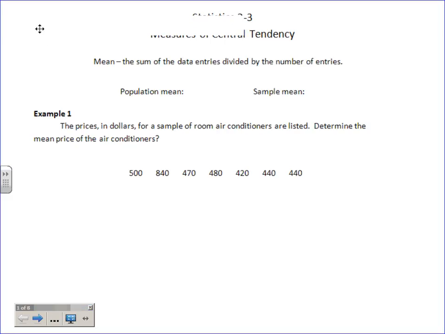Basically, the mean is the sum of the data entries divided by the number of entries. That's actually quite straightforward. Again, average. But as you can see underneath, I have population mean and sample mean. That's where different letters are going to be used. Remember, population means you have everybody. Sample means you only took a portion of it.